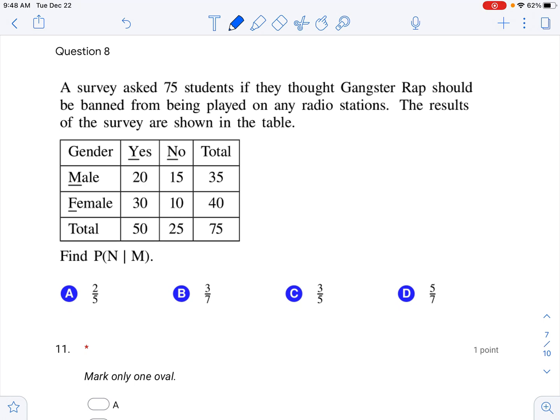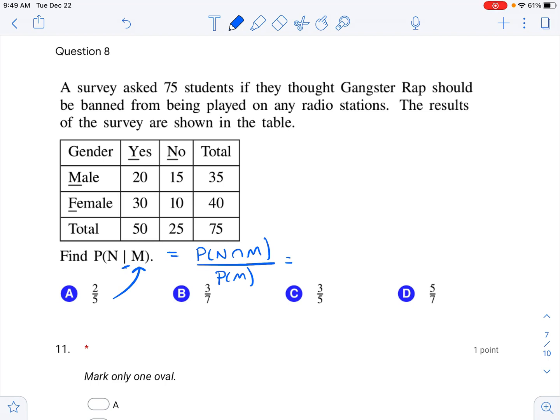Okay, number 8. A survey asked 75 students if they thought gangster rap should be banned from being played on any radio stations. The results of the survey are shown in the table. Find the probability of n given m. Okay, so the probability of n given m, again, this is a conditional probability, so by the formula, it's going to be the probability of n and m, divided by the probability of the thing after this little line here, always. So divided by the probability of m.